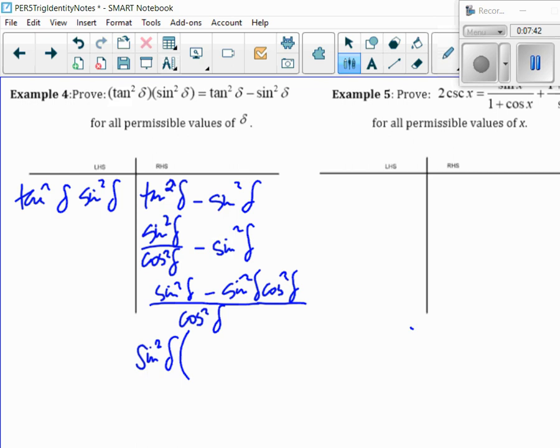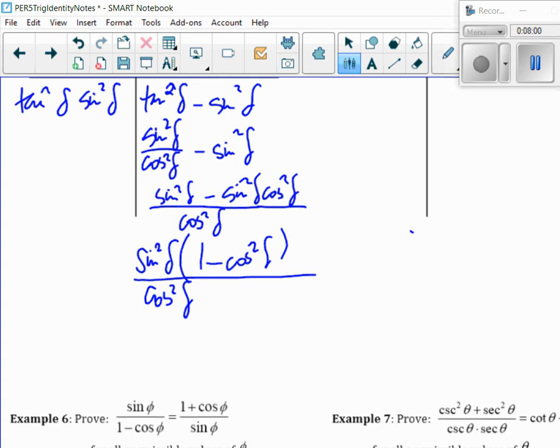And what am I left with when I factor that out? 1 minus cos squared delta, and that's all over cos squared delta. Can you see where it's going now? So what do we need to do? Yeah, so this is going to be sine squared delta times sine squared delta over cos squared delta. Don't automatically multiply it in the same step that you're substituting 1 minus cos squared as sine squared. That's skipping a step again. Okay, so it's up to you if you want to make the right-hand side look like the left-hand side, or the left-hand side look like the right-hand side. What do you want to do?